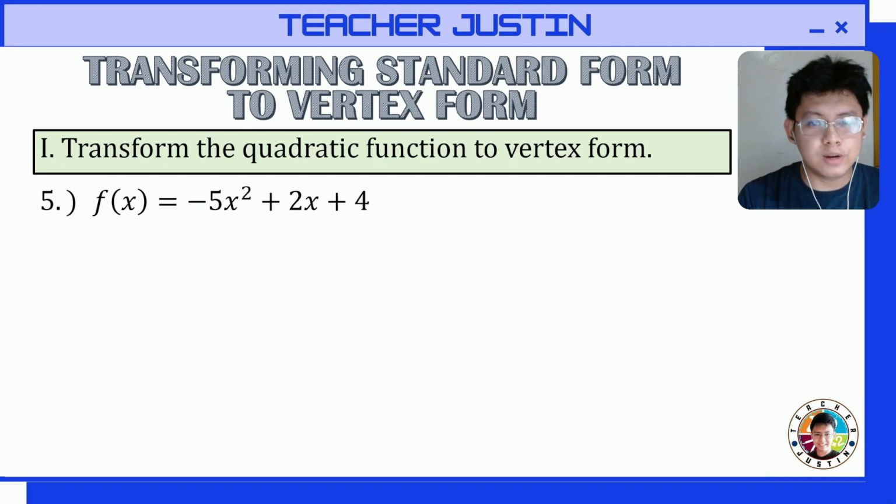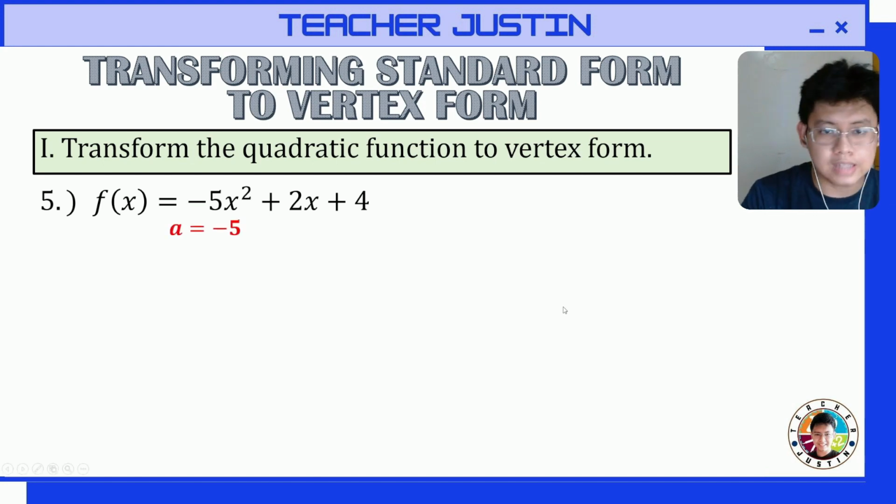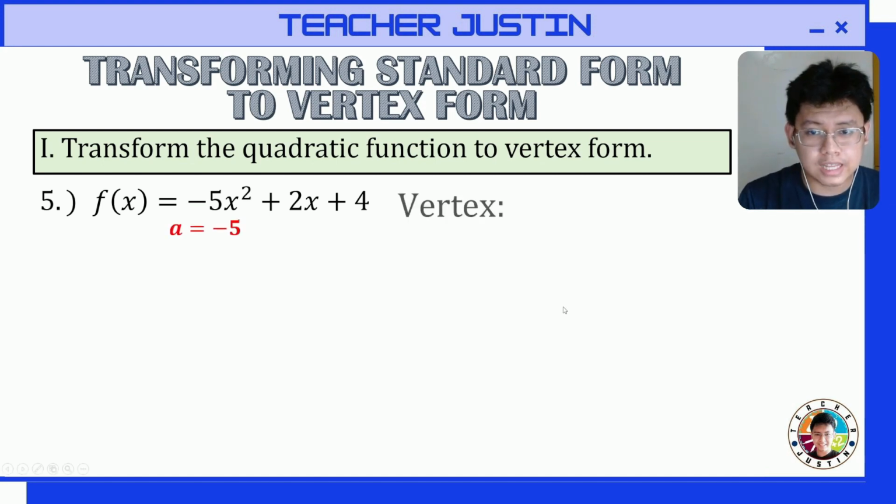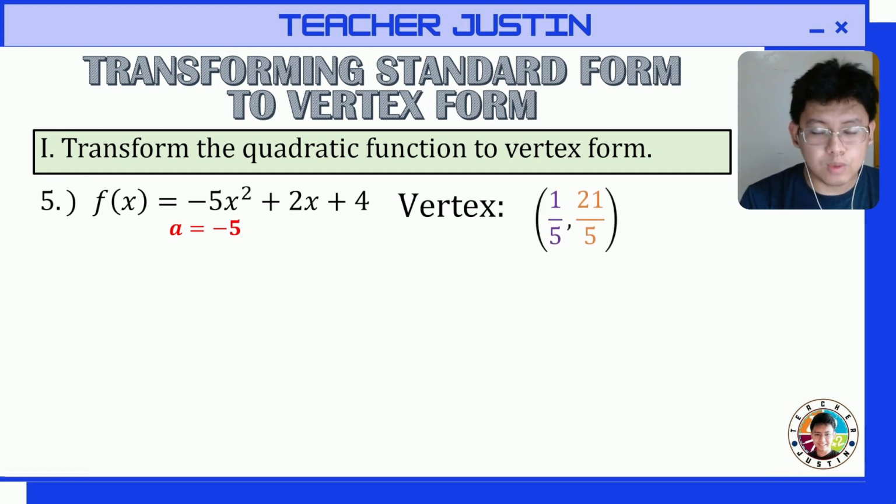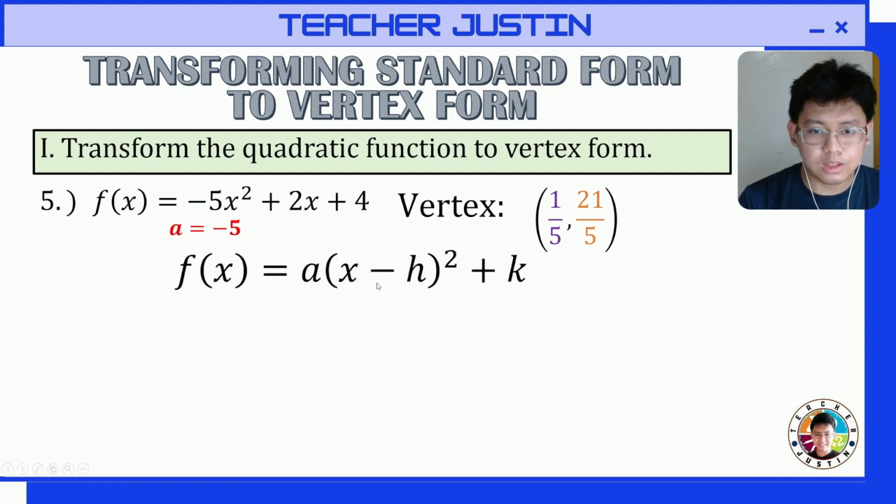Okay, let's transform this quadratic function to vertex form. So we have here f of x is equal to negative 5x squared plus 2x plus 4. So our first step is for us to copy our value of a. So the value of a is negative 5. Then, our vertex. Since we already got the vertex for this quadratic function before, the vertex is 1 over 5, 21 over 5.